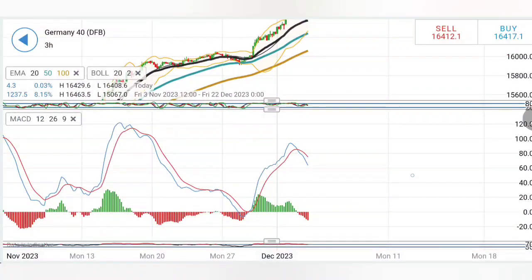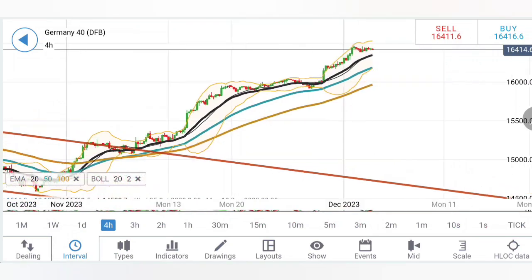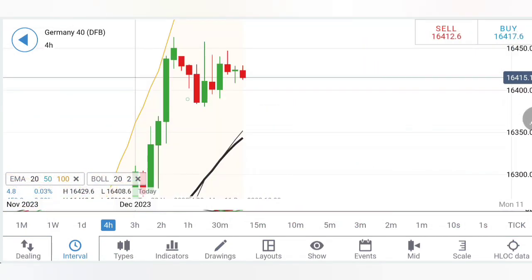Stochastic looking down, MACD has crossed over for a sell. It can continue to trade with divergence. RSI is also coming out of the overbought zone. Coming to similar observation on the 4-hour charts, consolidation going on. Wait for it to break out.